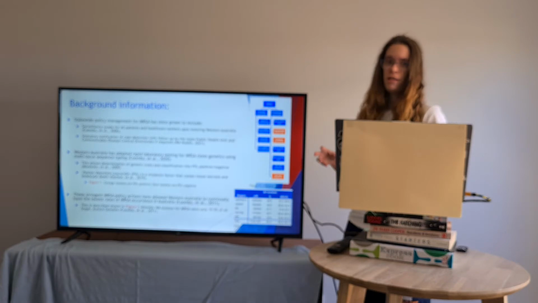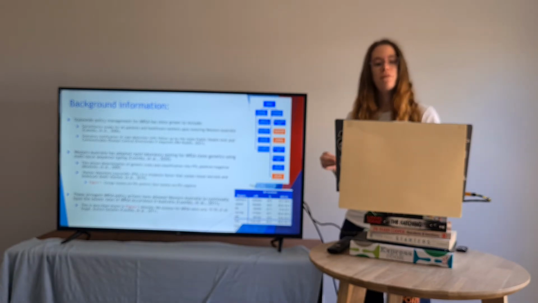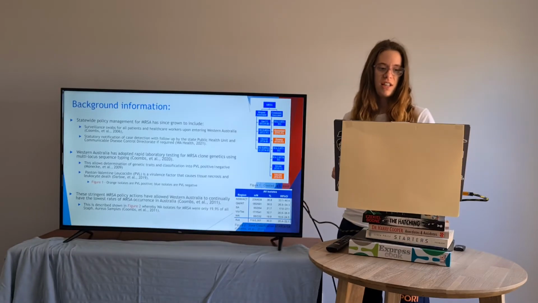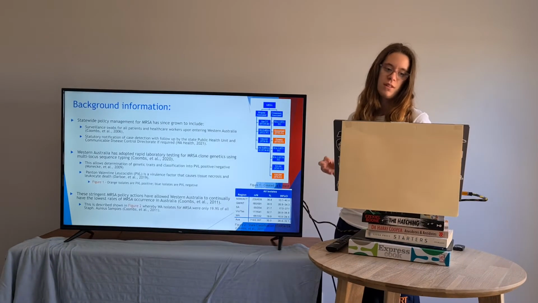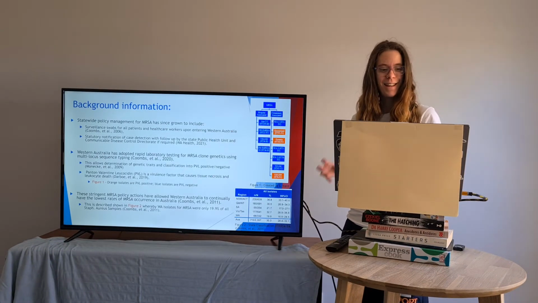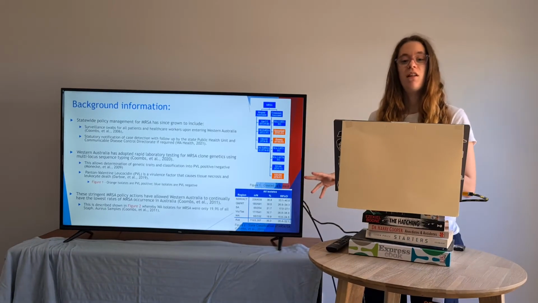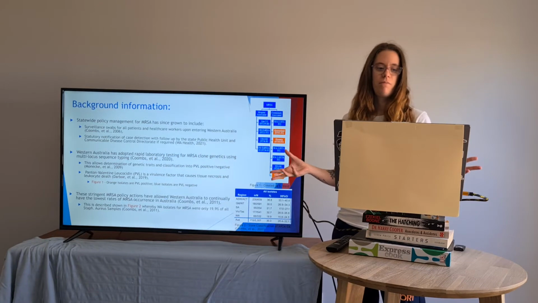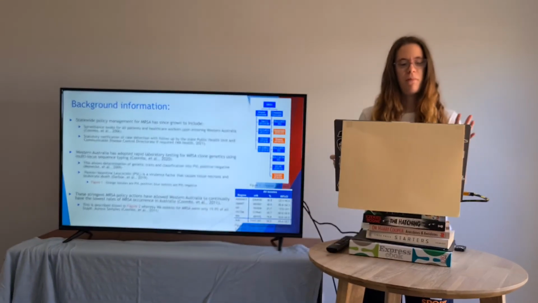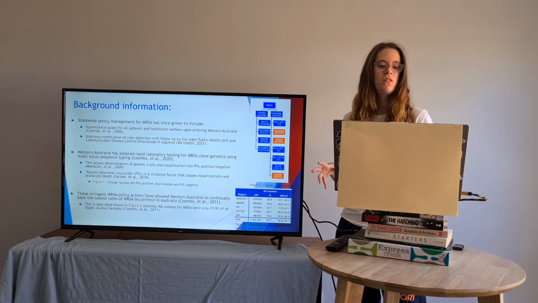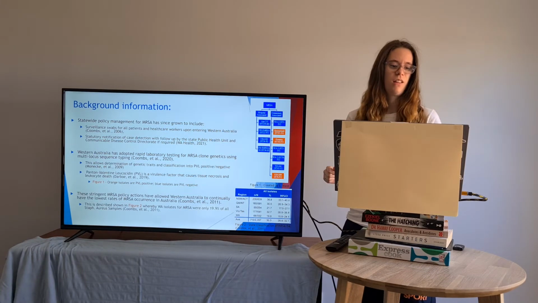Western Australia has also adopted rapid laboratory testing for MRSA in order to detect the clone genetics using multi-locus sequence typing. This then allows us to determine the genetic traits and classification into PVL positive and PVL negative. PVL stands for Panton-Valentine leukocidin, which is a virulence factor that causes tissue necrosis and leukocyte death.